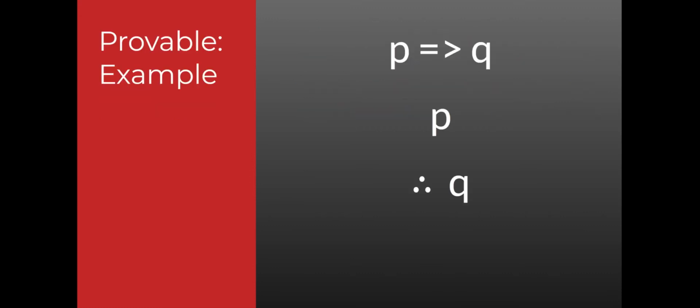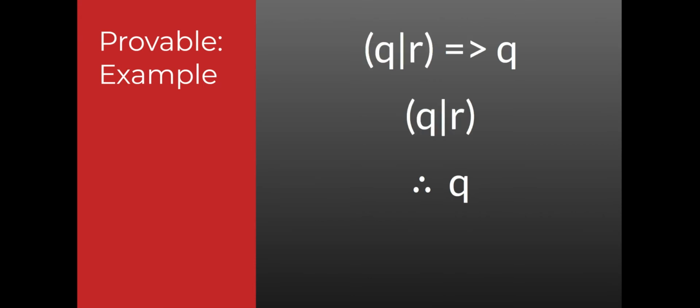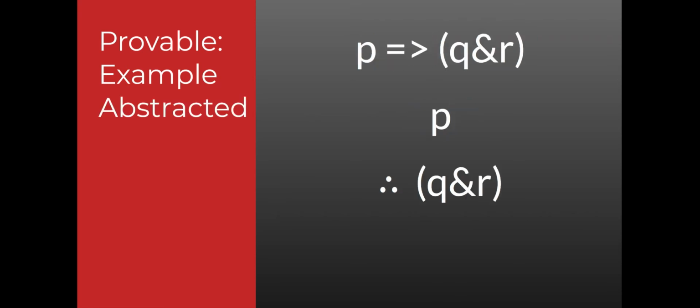Here's an example of a proof where we say P implies Q, and we say P, and therefore we conclude Q. It's a very simple proof, intuitively obvious, but it's lacking a little bit of the formality and structure that we would like. Another example is very similar. We have the logical sentence Q or R implies Q, and we also assume Q or R, and we're able to conclude Q. We start to see that this way of doing this proof kind of generalizes.